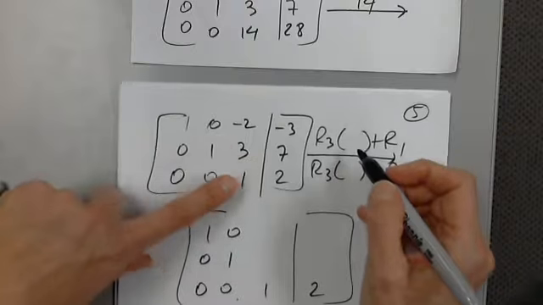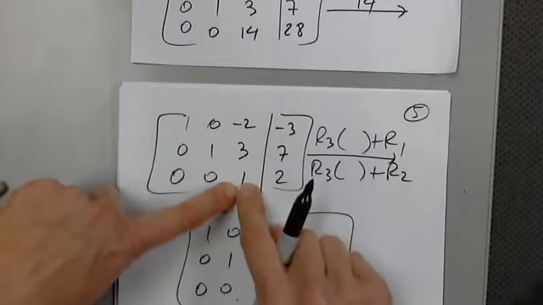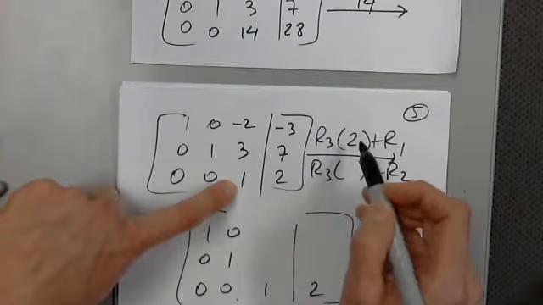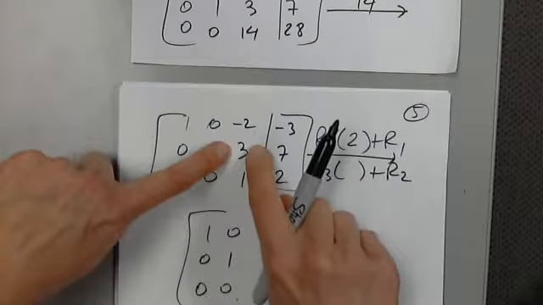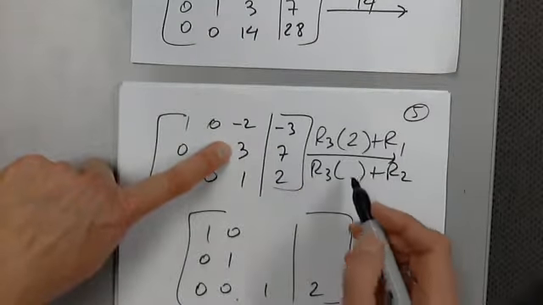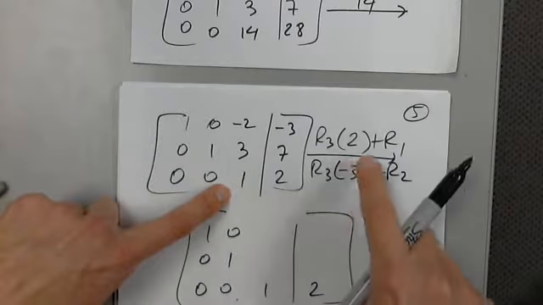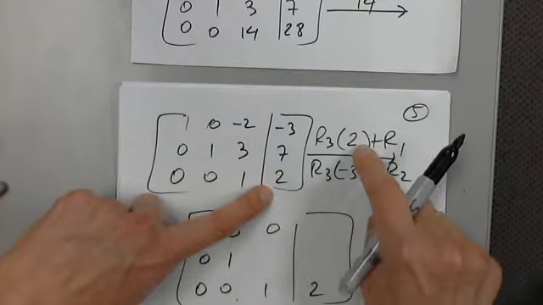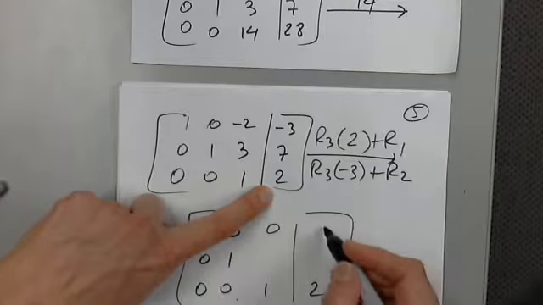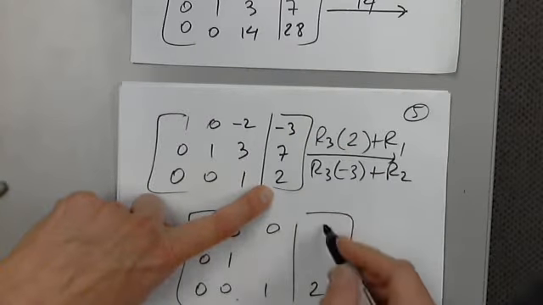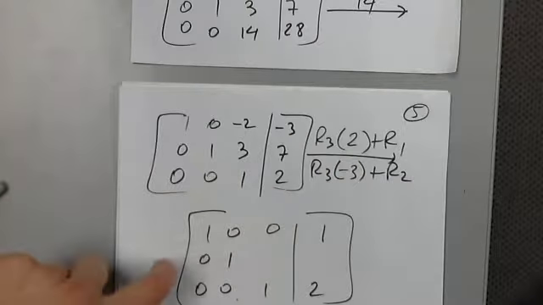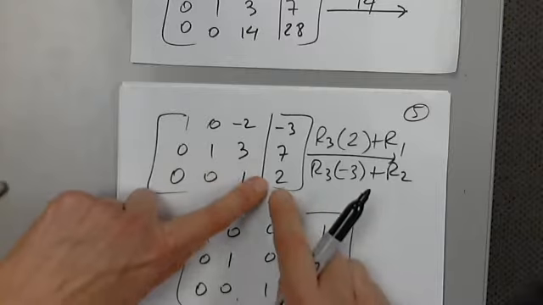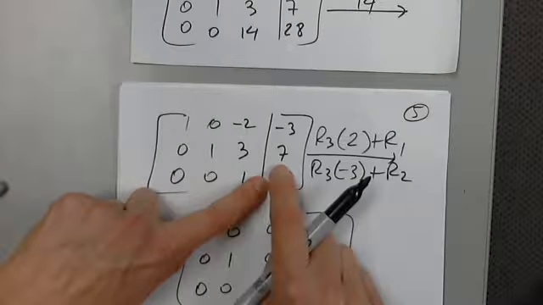Oh, I forgot to ask you. 1, I multiply 1 and add it here to get 0. What do I multiply it by? I multiply 1 by something to add it here and get 0. Perfect. 1 times 2 minus 2. 2 times 2 minus 3. 1 times negative 3 plus 3. 2 times negative 3 plus 7.